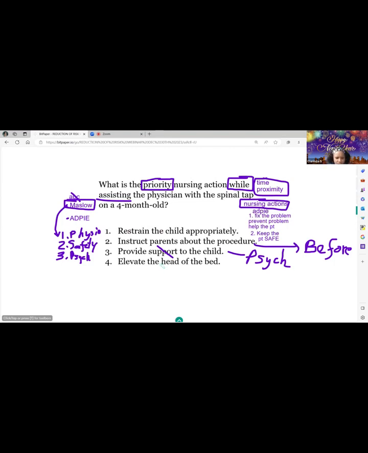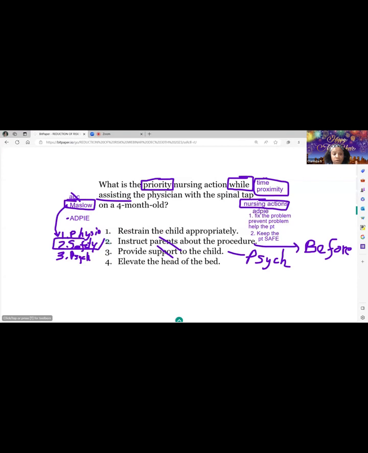So why would we get rid of four? No one chose four, but elevate the head of the bed. If I thought this was going to be an airway or breathing problem or circulation problem, I might need to do that. But for the spinal tap, you want to get the child in a position where the doctor can get to the spine, and that the poor little 4-month-old, remember, this is a baby. It's not like an adult and we can tell them to just be still. This is a little 4-month-old baby. They're going to be moving, thrashing. So safety is going to play a big part.